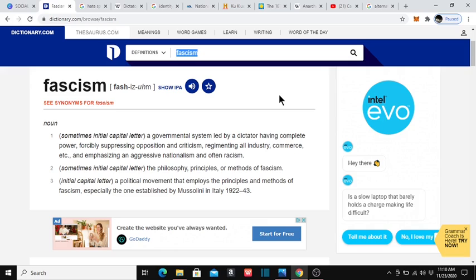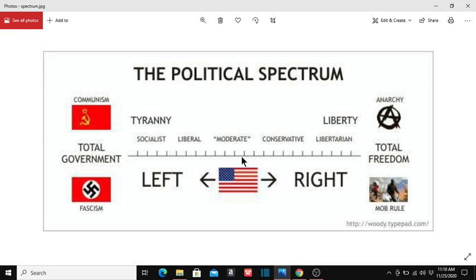All right, now let's stop right here. So now let's get a brief understanding of what this is saying. Fascism, a governmental system led by a dictator having complete power. That don't necessarily sound like something that's right wing.